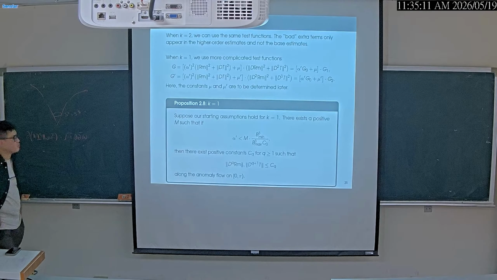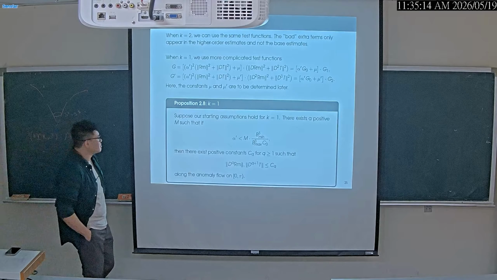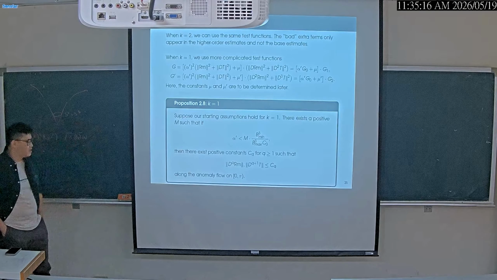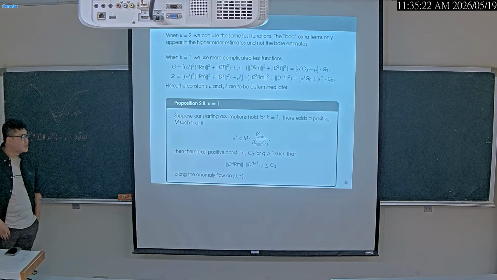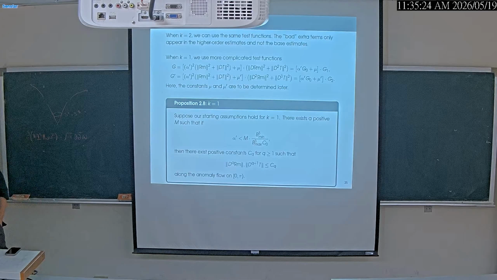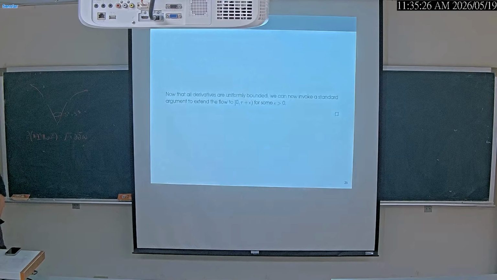The test functions here are not very important, but I'm just pointing out that there is some slight change to the argument that needs to be done. So everything works fine. You get a much tighter bound on alpha prime. And then you can extend the flow. This one is just a standard argument.